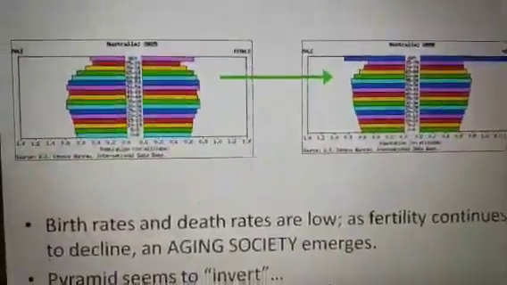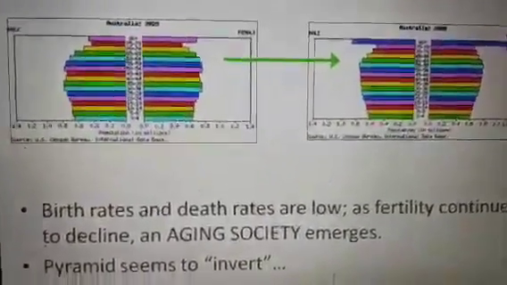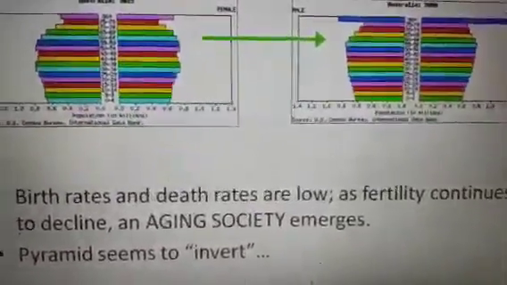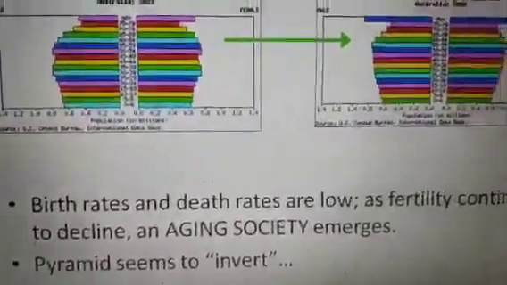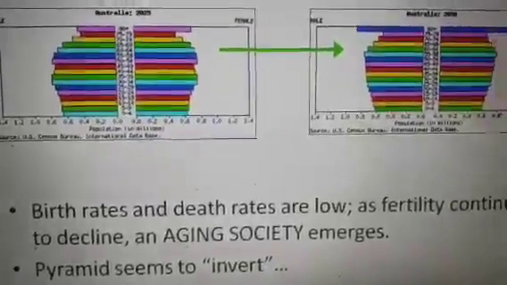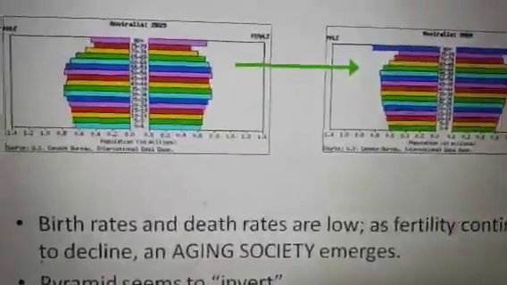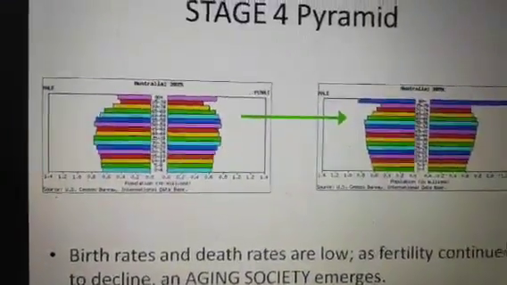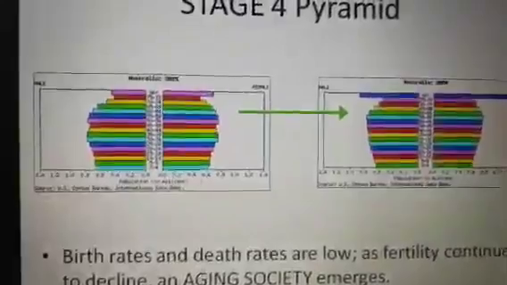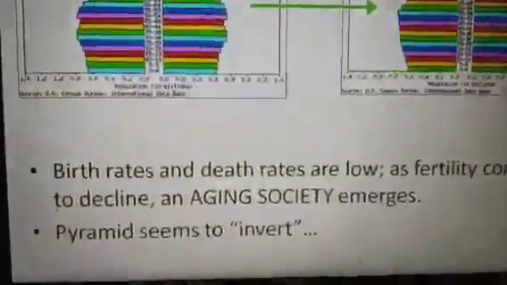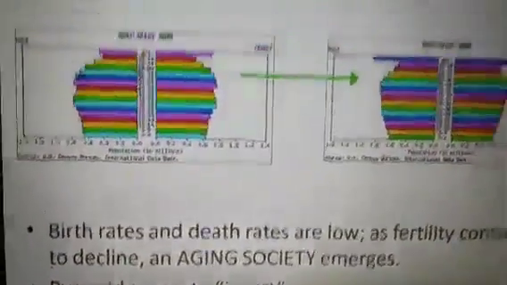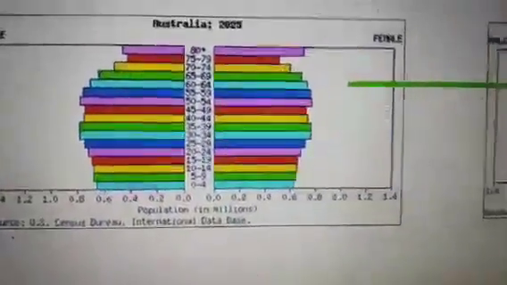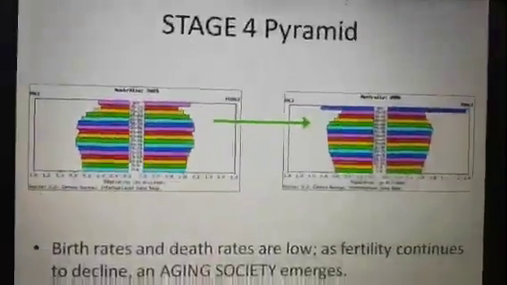You can see in stage 4, when a nation is developed, birth rates and death rates are low as fertility continues to decline. And this is the period when an aging society emerges, just like in North America, European countries and Japan, where COVID-19 is impacting those countries very much. And there, the pyramids seem to be inverted. You can see the shape of the pyramid is inverted. That means it is a rectangular shape of pyramid. So this is stage 4.